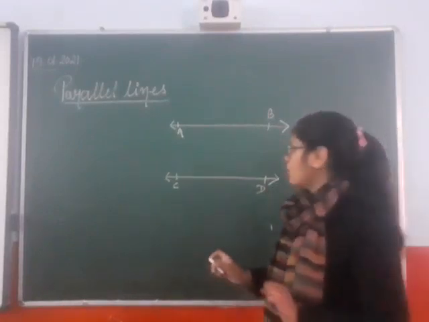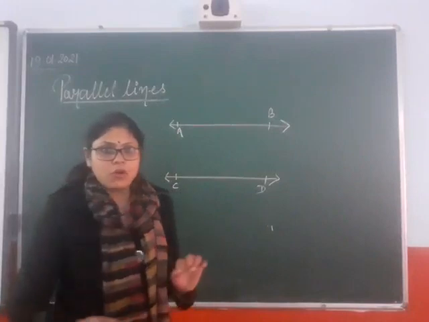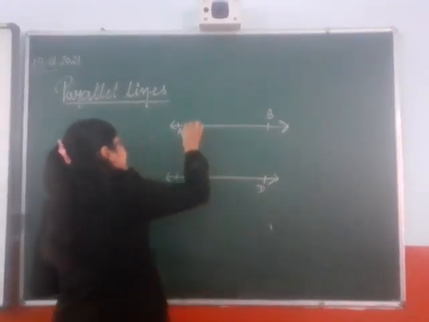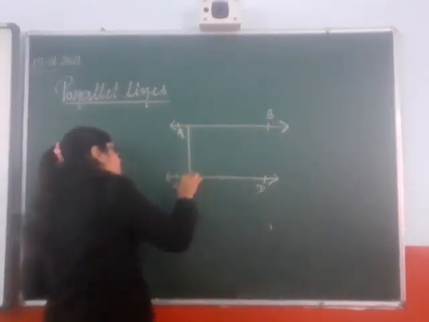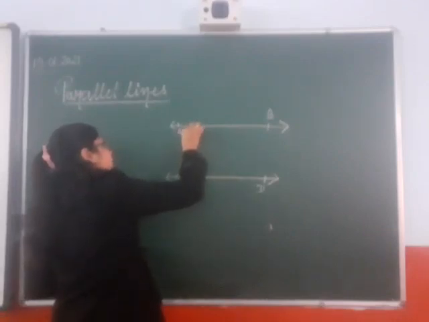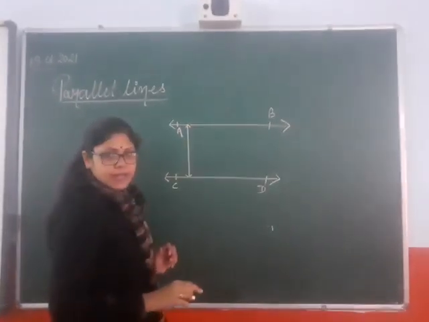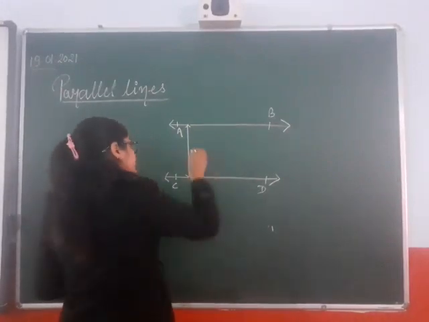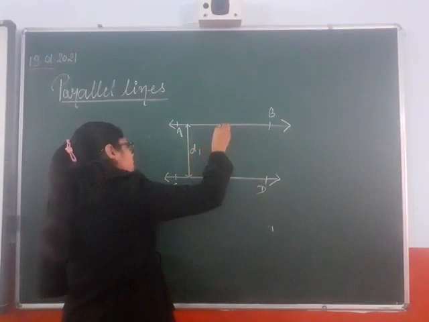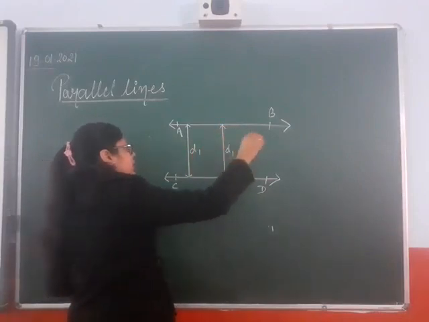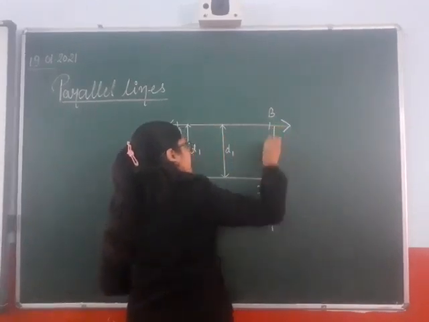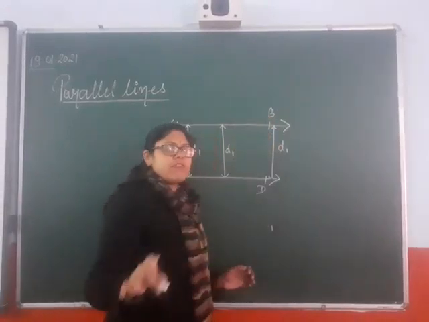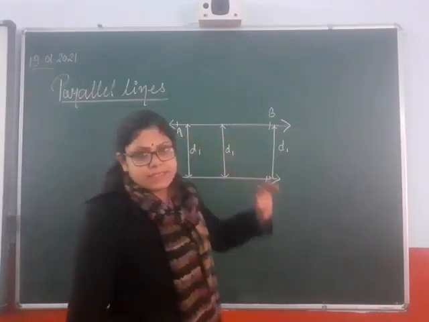Okay. Now, what is the property of parallel lines here? At every point, from one point to the second line's point, their distance will be the same. If here the distance is d1, here also it will be d1 only, and it will go on everywhere. It will have a common distance between them.